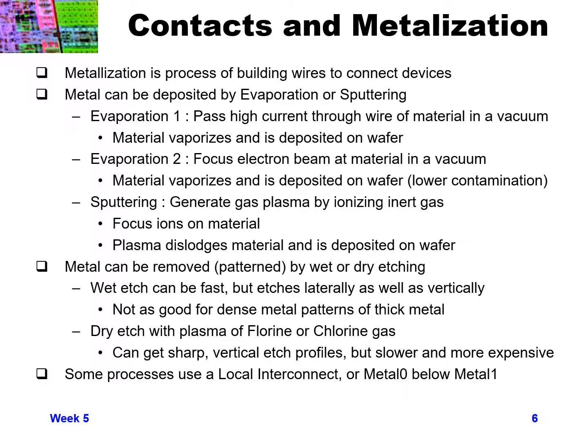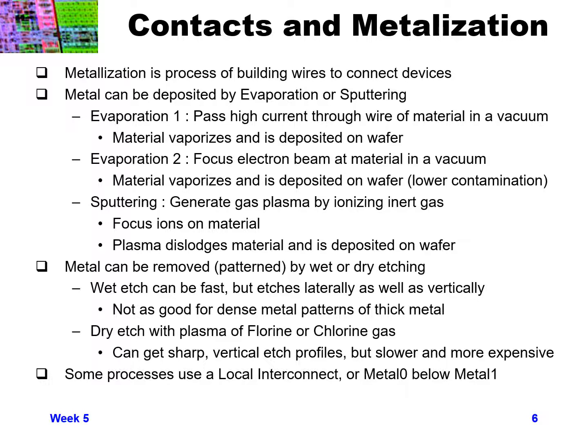are using evaporation or sputtering. There's a couple different evaporation ways that can be done. So evaporation 1, you can basically pass a high current through a wire of a material in a vacuum. So if you wanted to do evaporation of aluminum, for example, you'd have an aluminum wire that you pass a high current through in a vacuum, and you'll have that wire near to your wafer in that vacuum, and as the material vaporizes, as high current is flowing through it, it will vaporize into the vacuum, travel over, and deposit on the wafer. So that's type 1 of evaporation.